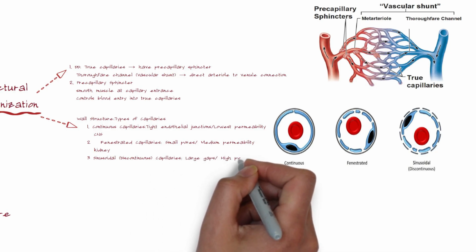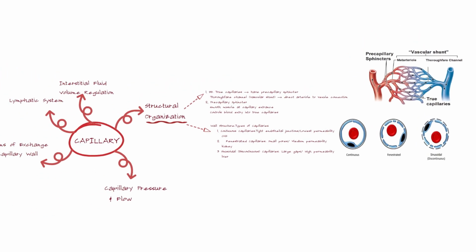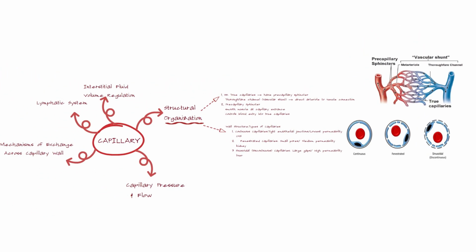Third is the sinusoidal capillary, which is the most permeable, and they have large gaps with irregular structures, allowing large molecules to pass, and this type of capillary is found in the liver.